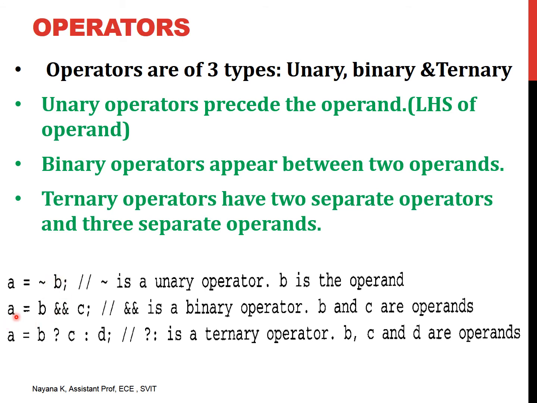Second example is A is equal to B logical and C. So this requires two operands, B and C, binary operator, and a binary operator always appears in between the two operands. And the ternary operator will have two separate operators. So question mark and colon are the operators and B, C, D are the operands. It has three operands and two operators. Understanding how this works, we will see in the further modules. So this is a ternary operator. So that is how operators are represented and how they appear.